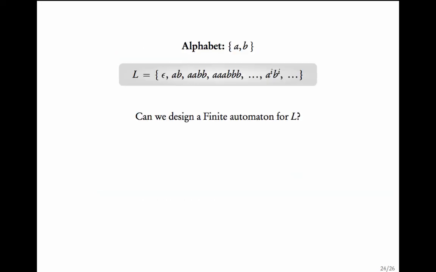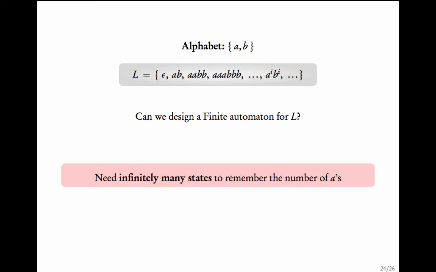Now, this is the interesting language that I was talking about. This language contains epsilon, AB, AABB, AAABBB, and so on. It has to see an equal number of A's and B's. It has to accept a word only if the number of A's and the number of B's are the same, and moreover, all the A's should occur in the front and all the B's should occur after that.